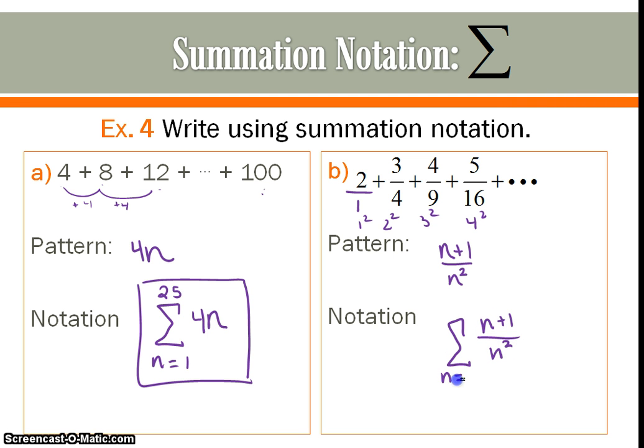And I'm going to start when I plug in 1. Now let's check. Plug in 1 to the top, you get 2, which is what I want. Plug in 1 to the bottom, you get 1 squared, which is 1. Good. Plug in 2, you get 3 on the top over 4, which is what we wanted. Plug in 3, get 4 on the top, 9 on the bottom. Good. We're going to keep doing this pattern all the way out. Well, it's an infinite series, so we're going to go to infinity, and that would be our sigma notation for our infinite series here.